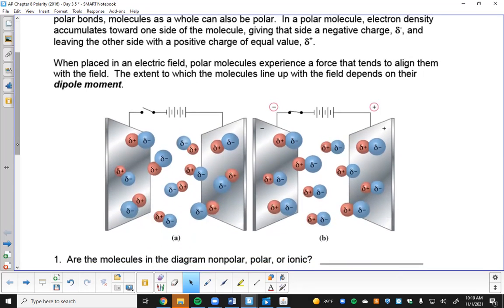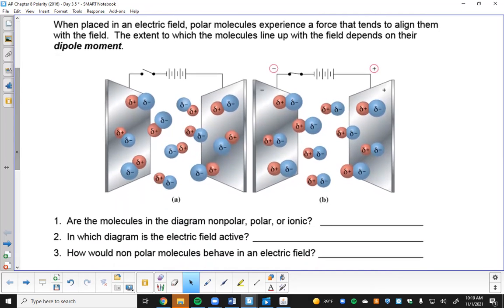When placed in an electric field, polar molecules experience a force that tends to align them with the field. The extent to which the molecules line up with the field depends on the dipole moment, or how their polarity is distributed. So here we've got two diagrams. Both show us that we've got polar molecules. We can see that by the positive and negative dipoles.